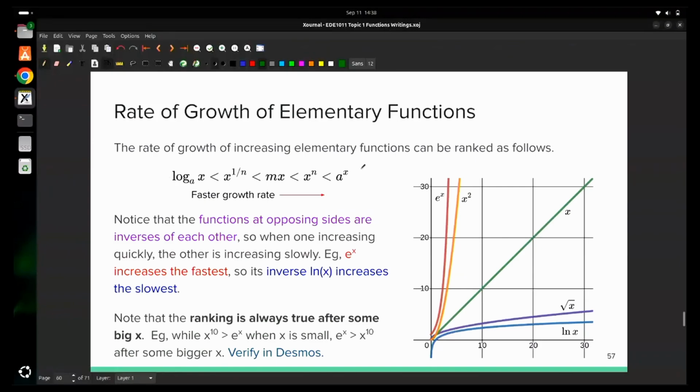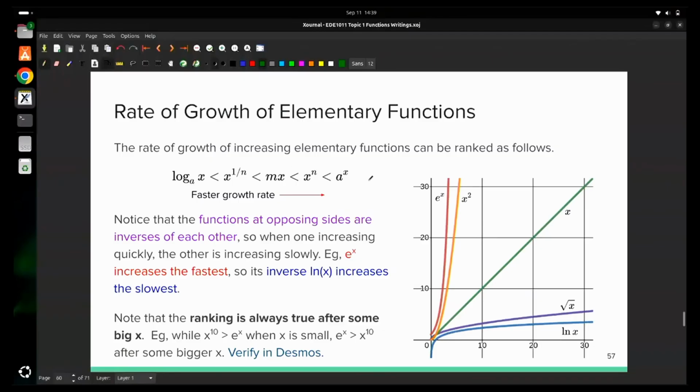Then finally, the exponential function grows the fastest. So therefore, the inverse function must grow the slowest, because once again, reflection over y equals x. So therefore, there's a natural growth rate to the elementary functions shown here.